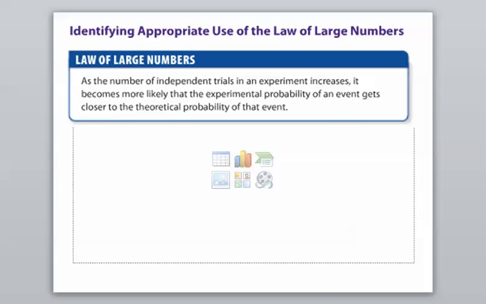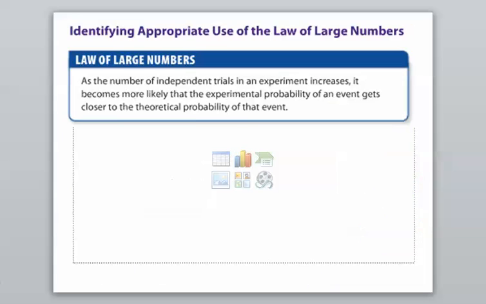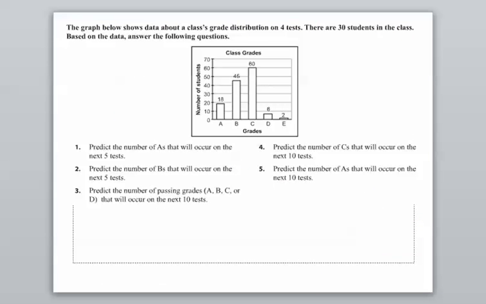So let's go back here. Do we consider 2,887 a large number? I consider it a pretty large number. Does that mean that every fourth person at bat is going to hit a home run? Well, that's kind of what this is implying: if we had a very large number, then every fourth person would get a home run. That's what the law of large numbers is all about.